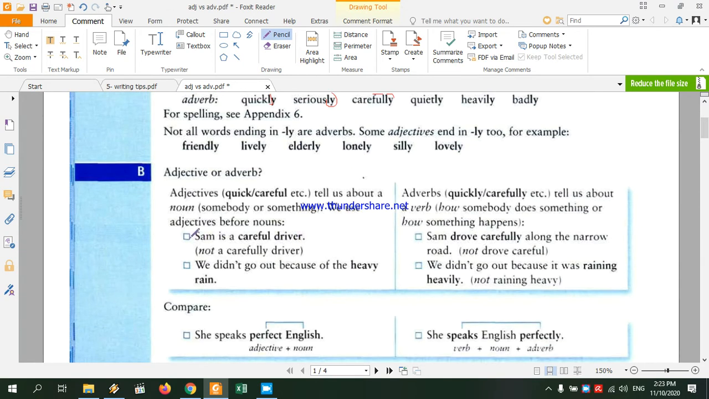As I was saying, we use an adjective to describe a noun. So in this example, Sam is a careful driver. Here the word driver is a noun, and we use careful, which is an adjective, to describe that noun. However, in the opposite example, Sam drove carefully. Here we've used an adverb to modify or describe the verb drove. We did not say Sam drove careful, because we are describing or modifying a verb.